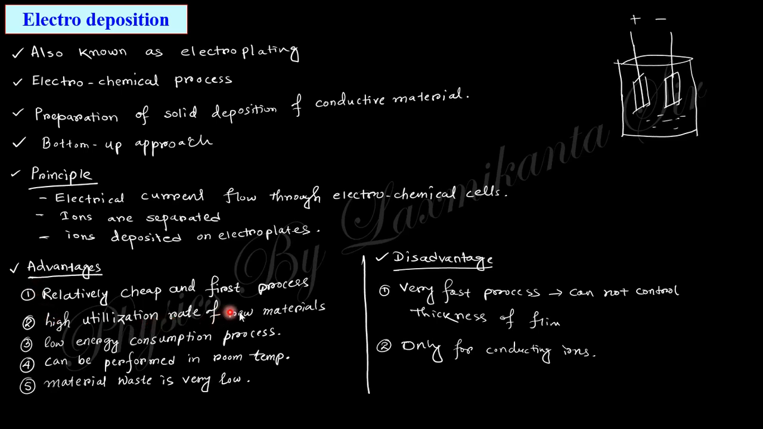The advantage is a relatively cheap and fast process. Due to the fast process, it cannot control the thickness of the film, and there are more defects. The conductivity of this material is also low. So these are the basic advantages and disadvantages of electrodeposition.